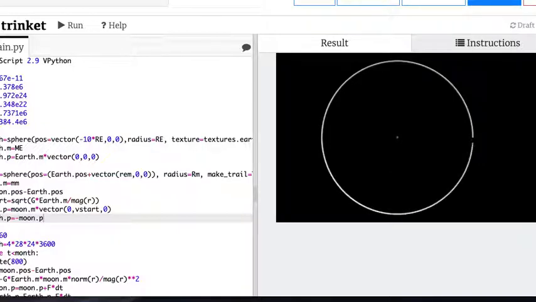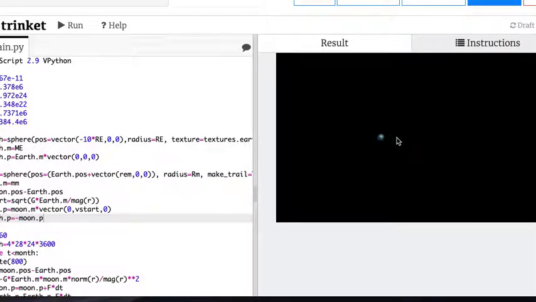Now it's a perfect circle. See, and the Earth is moving. See it? It's moving in a circle. It is indeed moving. Okay, let's do something cool.